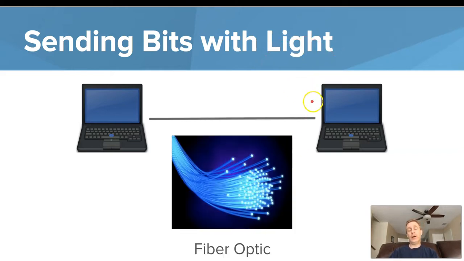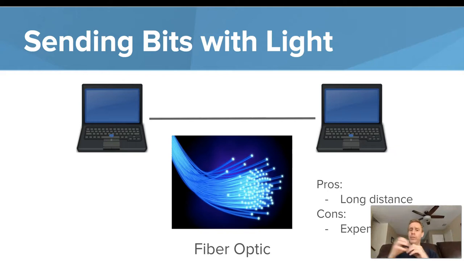With light, to send zeros and ones from one computer to the next, we use fiber optic cables. And fiber optic cables are probably what makes up the majority of the overall internet and the connections made from one router to the next, because fiber optic cables can extend very, very long distances. They go across various countries and across the oceans, and it's through those fiber optic cables that we can send light to transfer the zeros and ones.